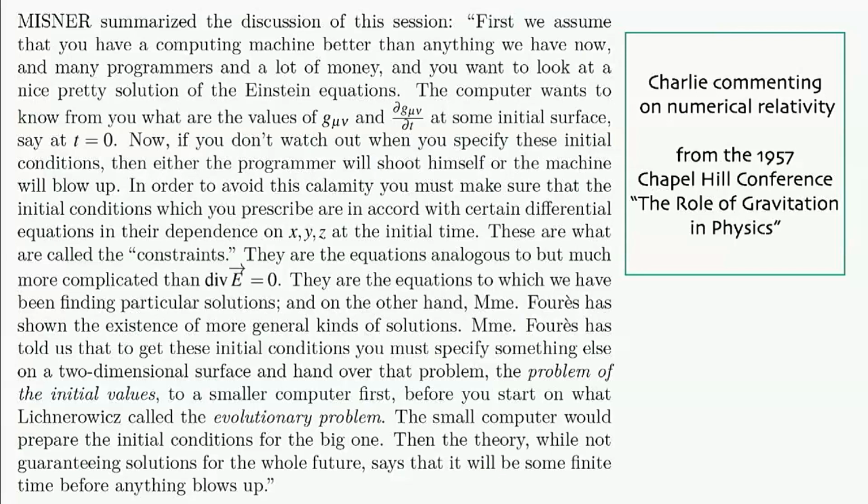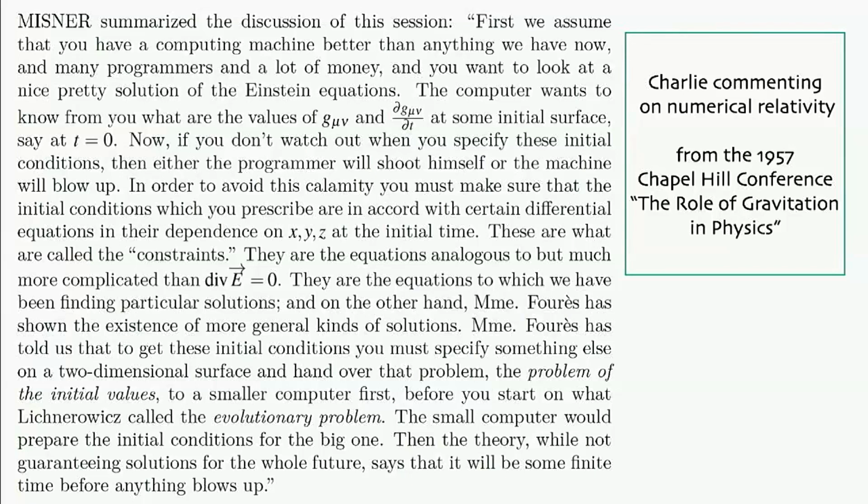And because it's so great, I'm going to actually read quite a bit of this paragraph. Just to show you that Charlie was there in 1957 thinking about the future of computers in general relativity and what they could do for us, which they indeed have done. So first, we assume that you have a computing machine better than anything we have now, and many programmers and a lot of money. And you want to look at a nice, pretty solution of Einstein's equations. He's a little kid saying this, right? I don't know how old he was, but in his early 20s.